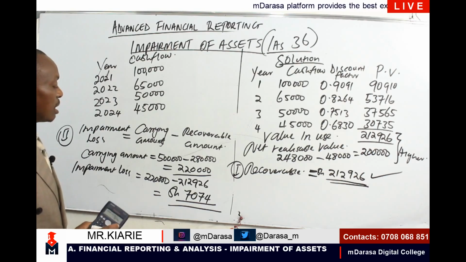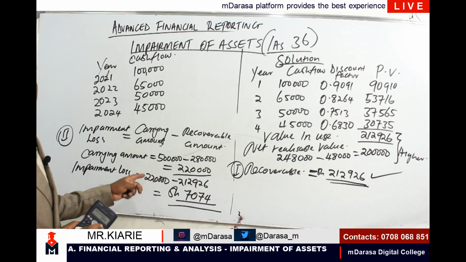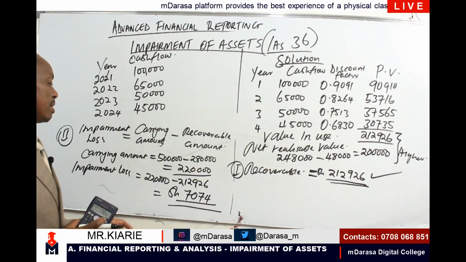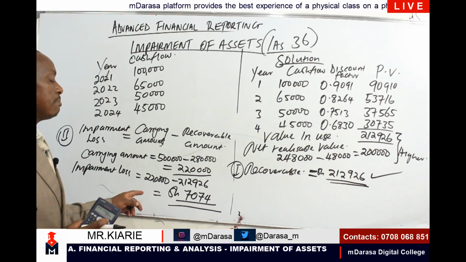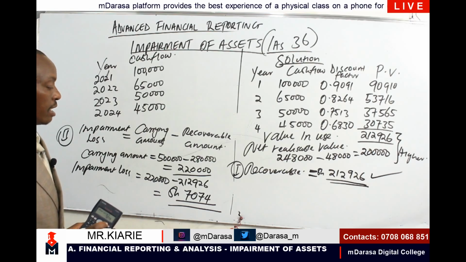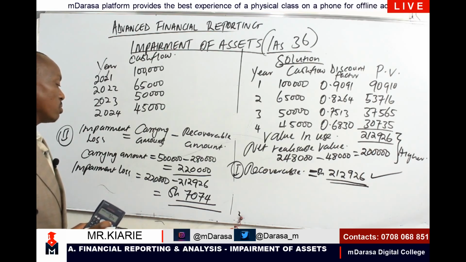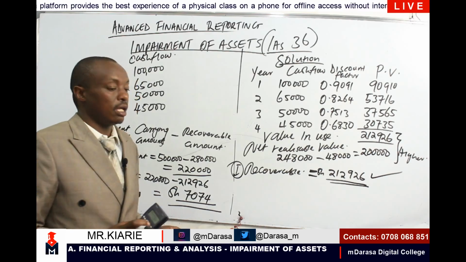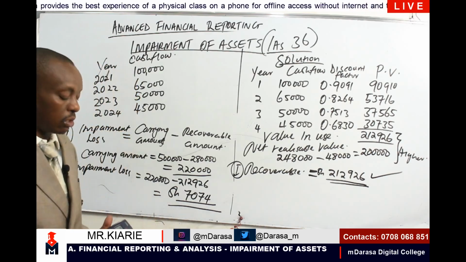On the assumption that the carrying amount would have been lower than the recoverable amount, you just comment and say no impairment loss has occurred. In case the recoverable amount is higher than the carrying amount, you should comment and say that no impairment loss has occurred.